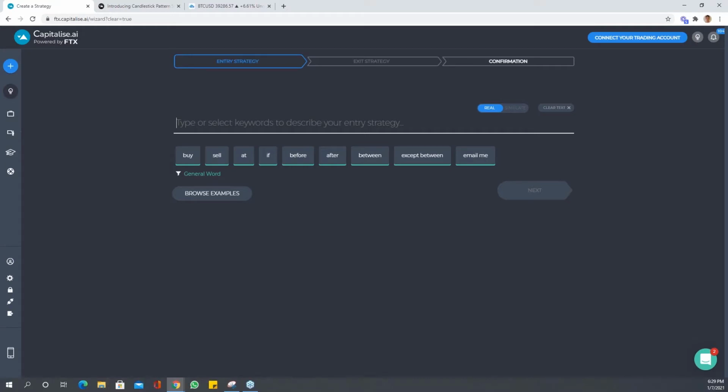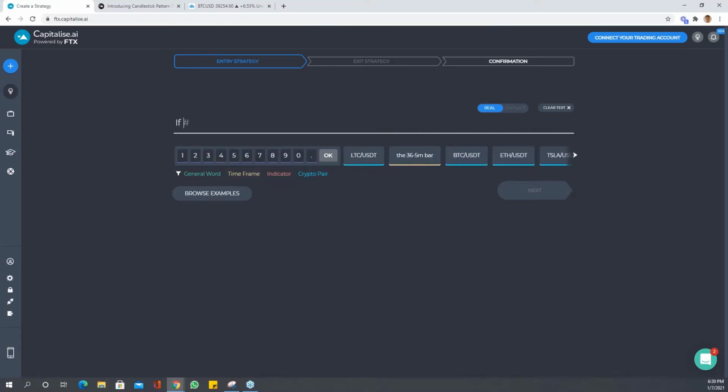Let's test a Bollinger Band strategy and see if we can optimize the results. The strategy we're going to use is really simple. We're going to want to buy in the market when the price crosses below the lower Bollinger Band, and get out when the price crosses above the middle Bollinger Band. So let's go for it.